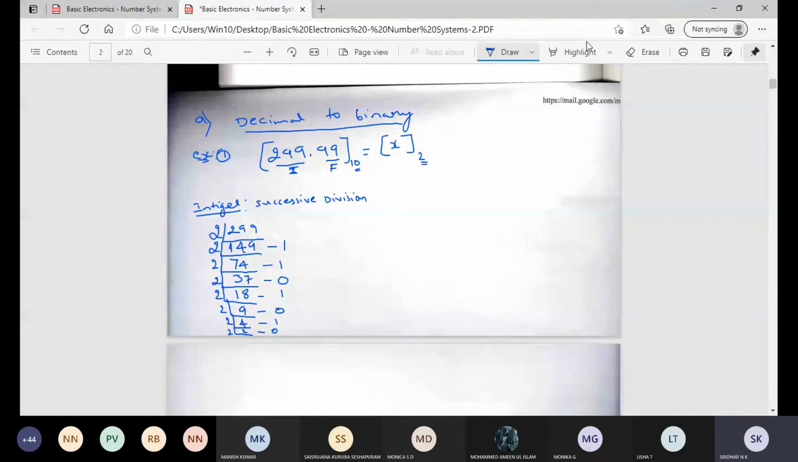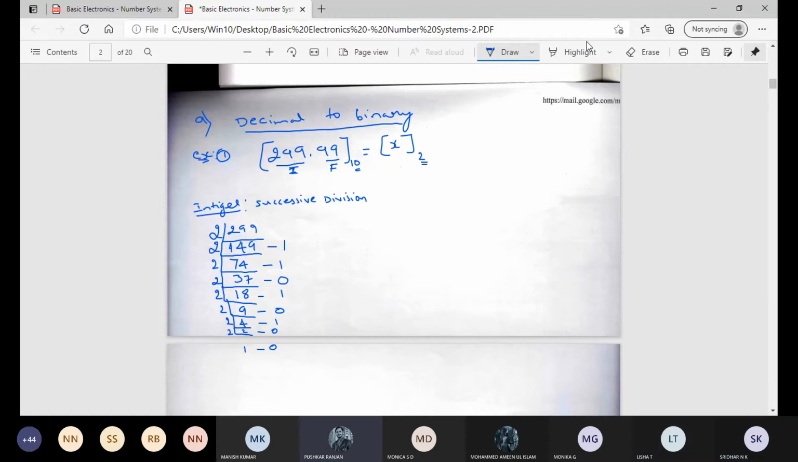So again, 2, 1, you will get 1 here, and this is 0, correct? Have you understood the procedure that I did? Any doubts? Understood?